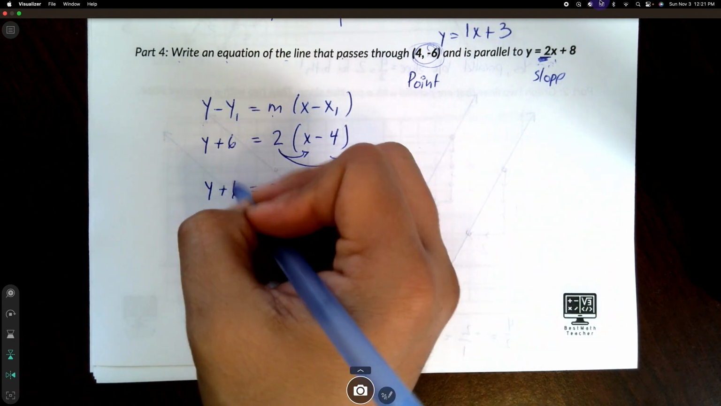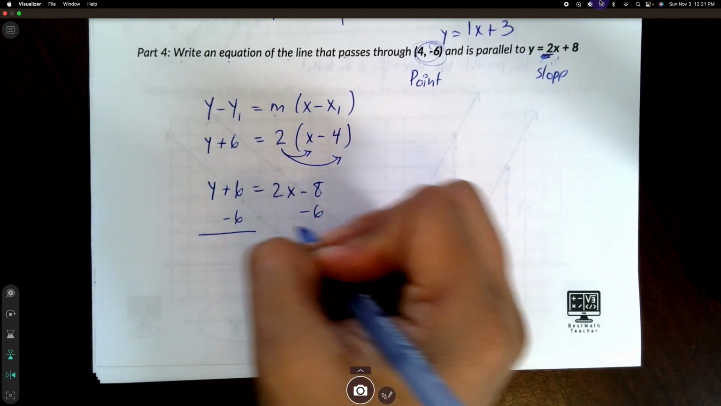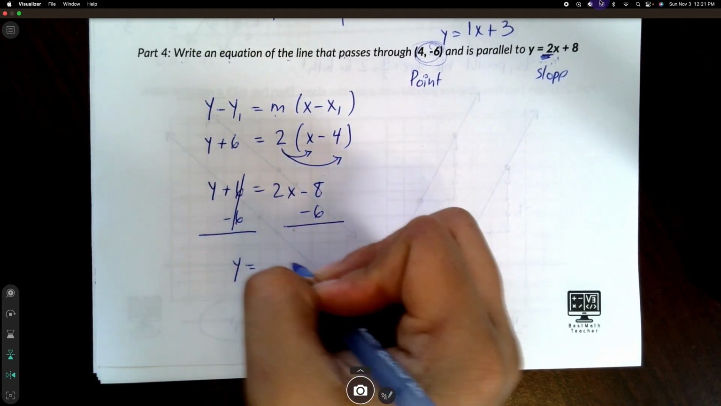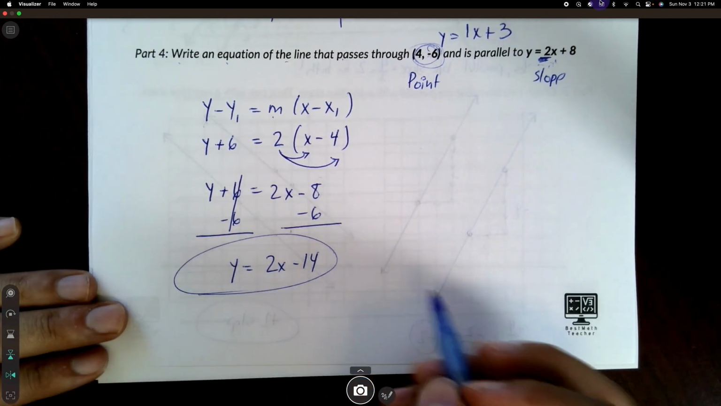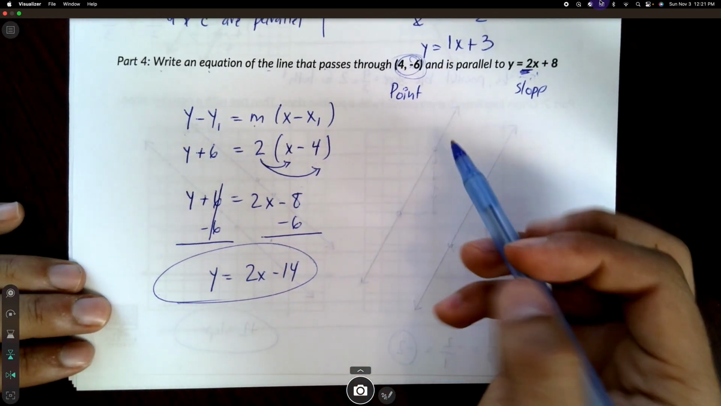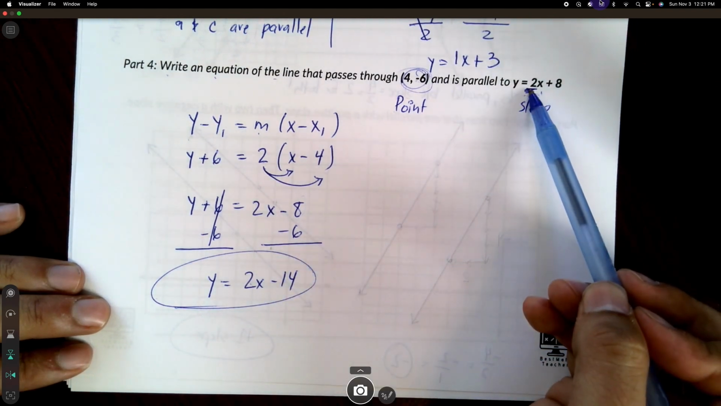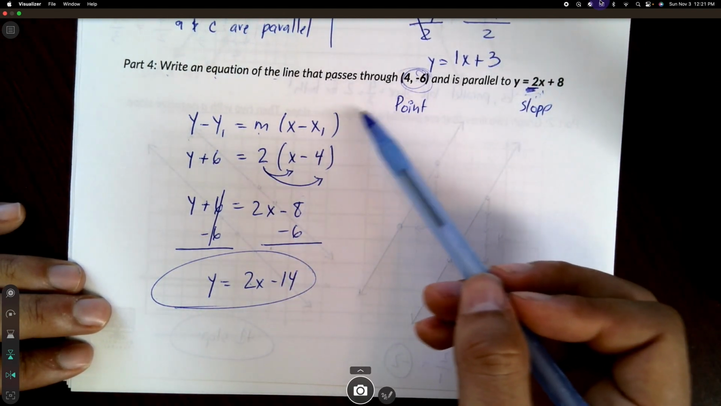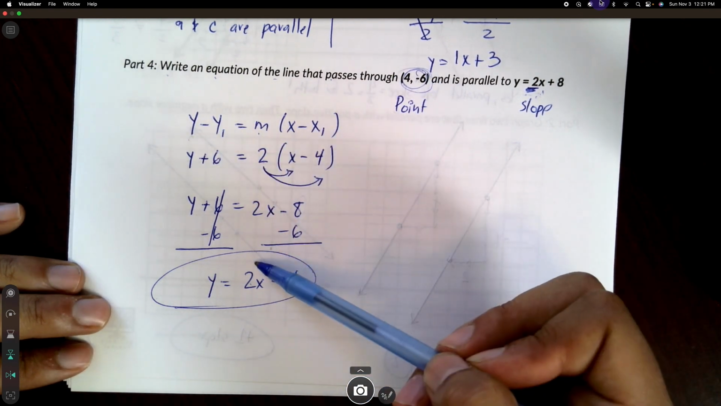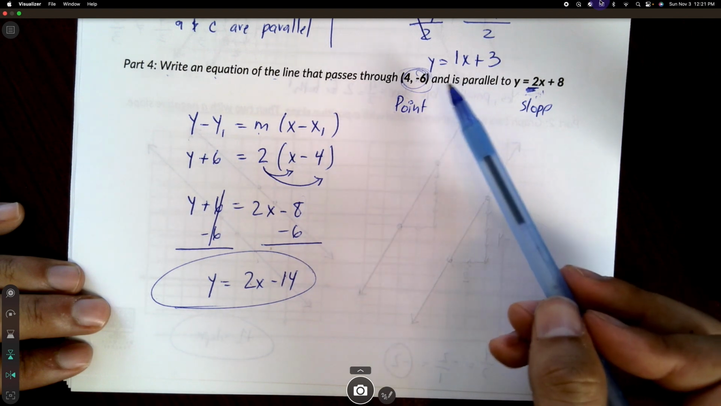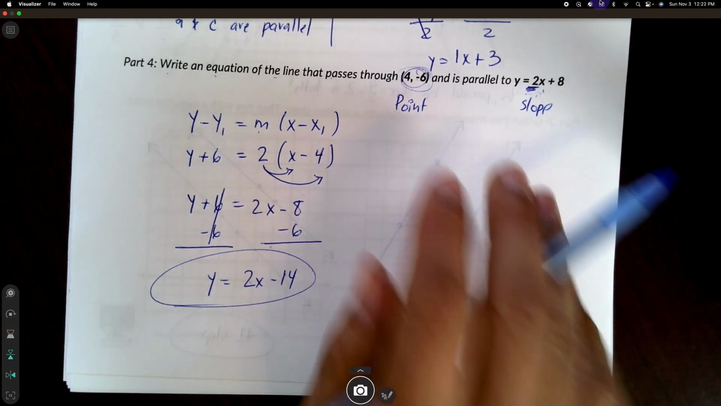And then we're going to subtract this 6. We need to get rid of that. So this is minus 6 to both sides. Cancels. y equals 2x minus 14. So this line right here, we know for a fact that it's going to be parallel because it has the same slope, 2 and 2. And since we plugged in this point into the point slope formula, we know that this line not only crosses through this point, but is parallel to that line. So that's pretty cool.